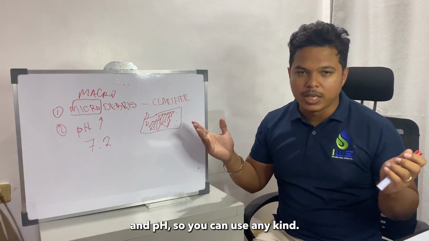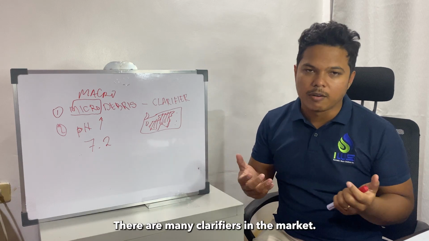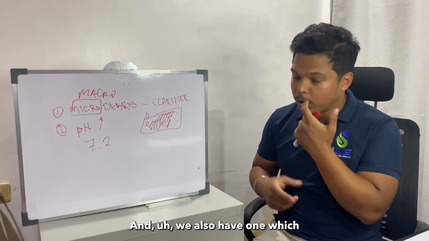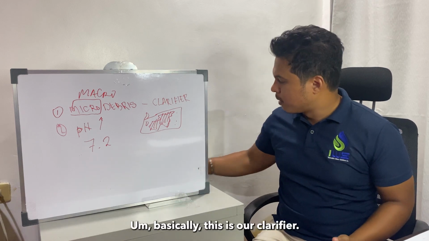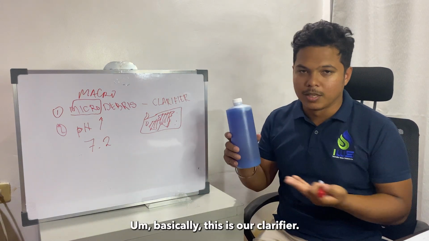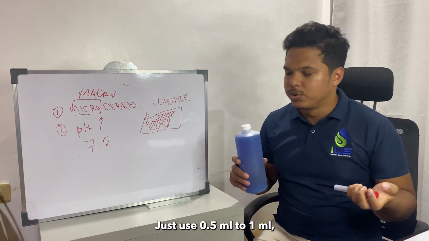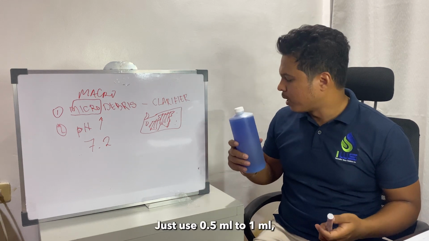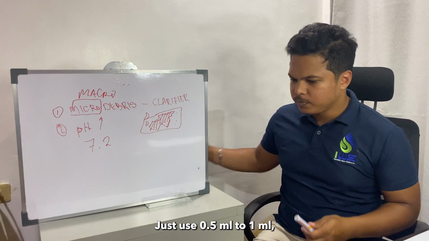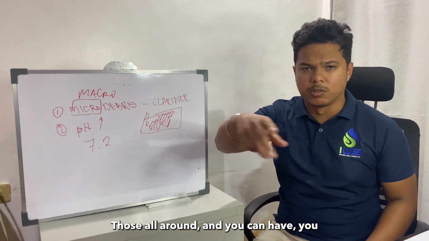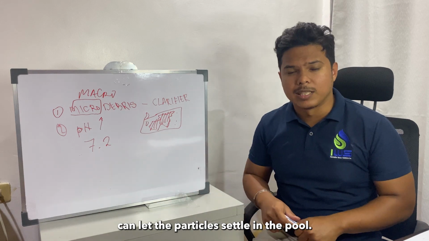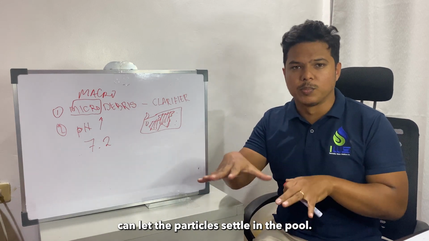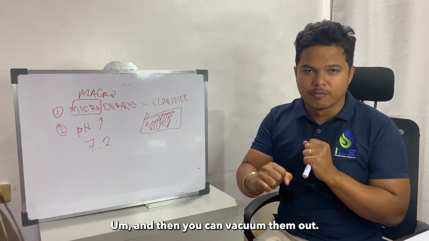You can use any kind of clarifier, there are many in the market, and we also have one called Clear Up Pool Clarifier. Basically, this is our clarifier. Just use 0.5 ml to 1 ml in the pool, dose it all around, and let the particles settle in the pool. Then you can vacuum them out.